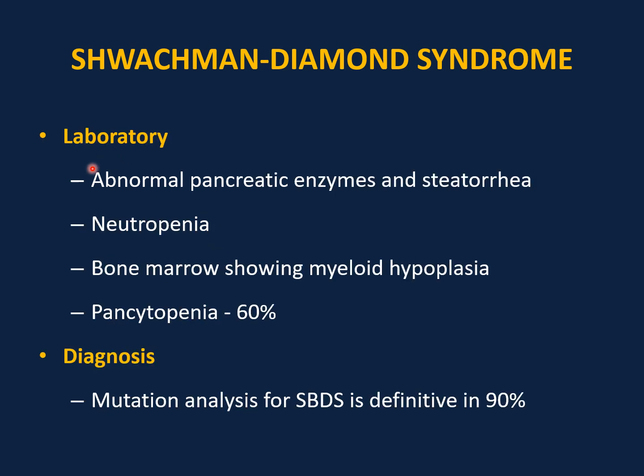Laboratory finding in this disease: abnormal pancreatic enzymes and steatorrhea. Absence of steatorrhea does not rule out this disease. Neutropenia, bone marrow hypoplasia, pancytopenia in 60% of the cases. Diagnosis: mutation analysis for the Shwachman-Diamond syndrome gene. This is the definitive diagnosis in 90% of the cases.